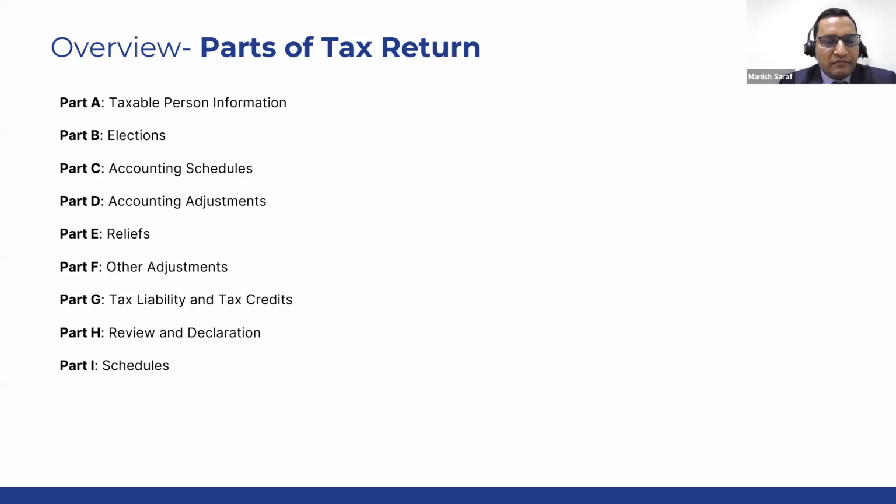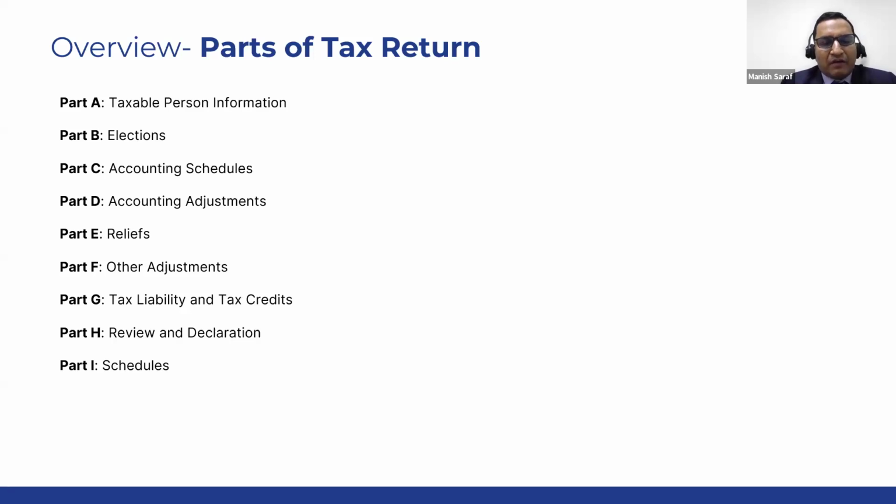As we would have seen, most of you would have started working on the tax return. These are the sections which are there in a tax return. The first is primarily the taxable person information, which flows from the tax registration details you provided when you applied for corporate tax registration.